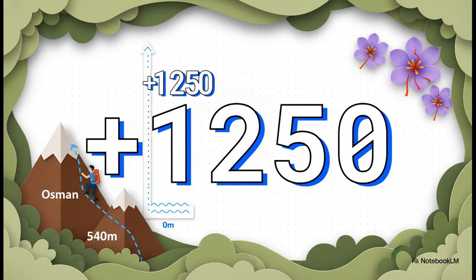I want you to literally visualize this. Picture a vertical number line in your head. Osman is just moving continuously upward, right in that positive direction. Every single step adds to his elevation, putting him firmly, unequivocally in the land of positive integers.